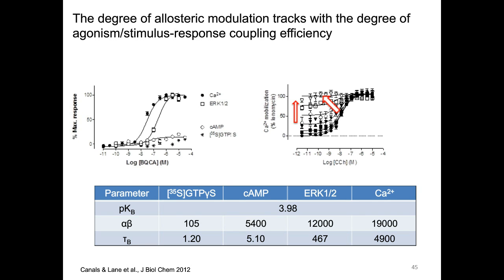This means that not only will BQCA potentiate agonist binding, but depending on the efficiency with which the signaling endpoint is coupled to the receptor, BQCA will also display allosteric agonism in its own right.